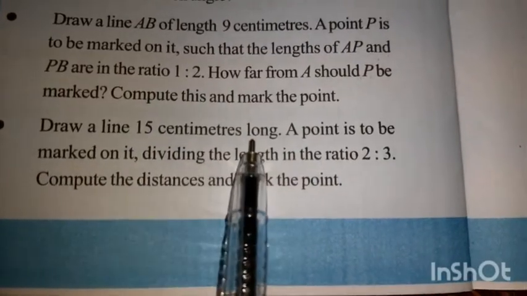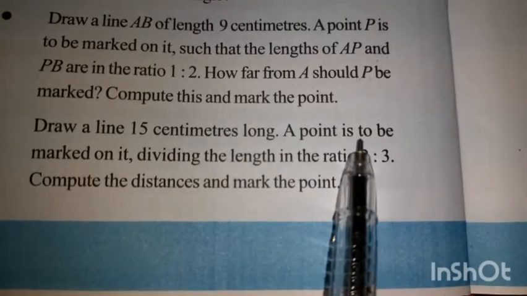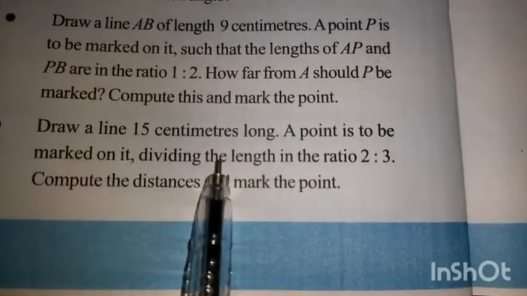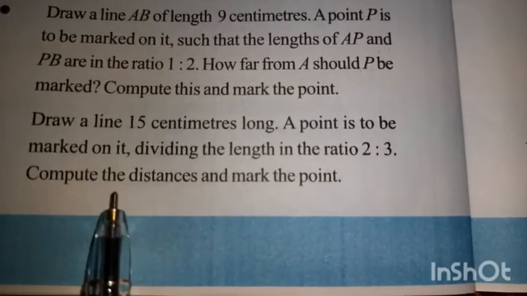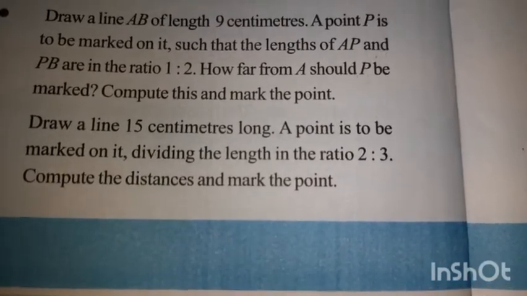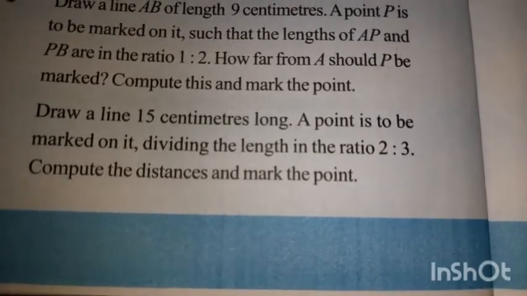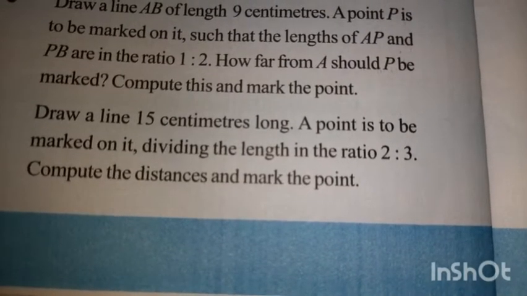Draw a line of 15 centimeters long. A point is to be marked on it, dividing the length in the ratio 2 is to 3. Compute the distances and mark the point. Do this as homework.